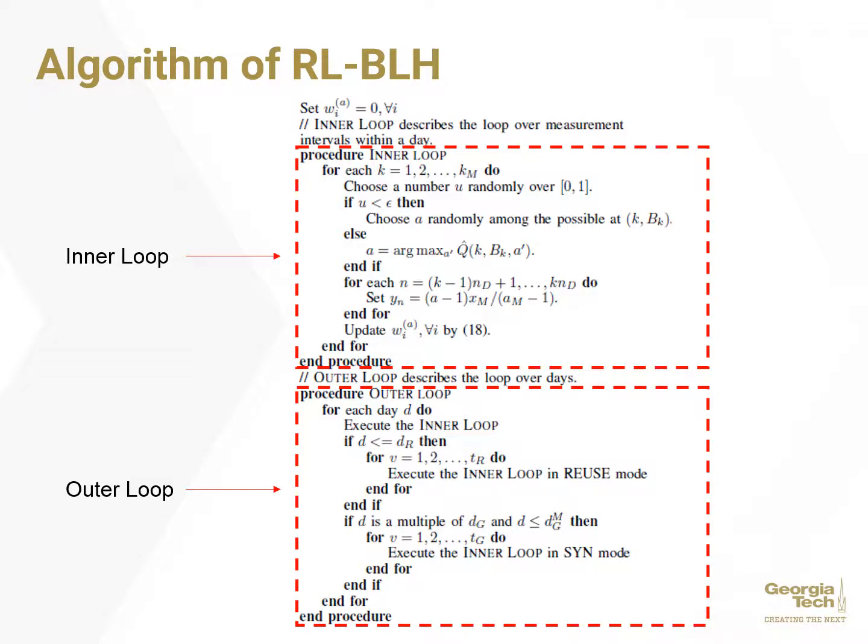The inner loop of the algorithm corresponds to the core procedure that determines how to choose the pulse magnitude, the meter readings for the kth decision interval, and how to learn the optimal policy that maximizes the cost savings. The outer loop describes the iteration of the inner loop over days. The reuse mode means that we use the usage profile that is pre-collected at the day.